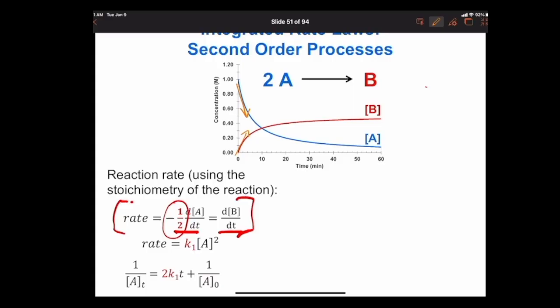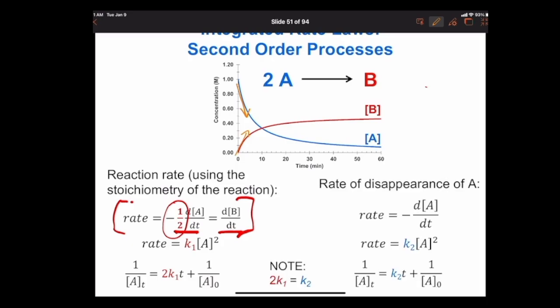If you use this definition of rate, you plug in this value, you get this factor of 2k1. k1 being still a rate constant, but the factor of 2 remains because we were defining the rate with respect to this 1/2 A going away. We're focusing on that term of A going away, like we did the last one. A going away is this minus 1/2.